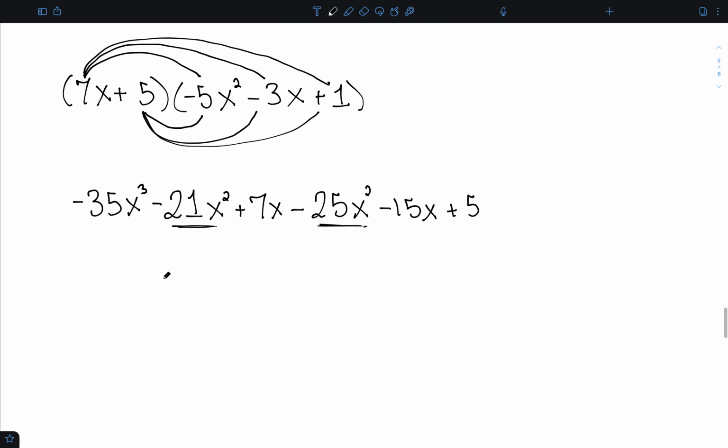I can see I have 2 x squared terms, so this is negative 35x cubed. And then minus 21 minus 25 would give me negative 46x squared. I also have 2 x terms. 7x minus 15x is negative 8x. And then plus 5.